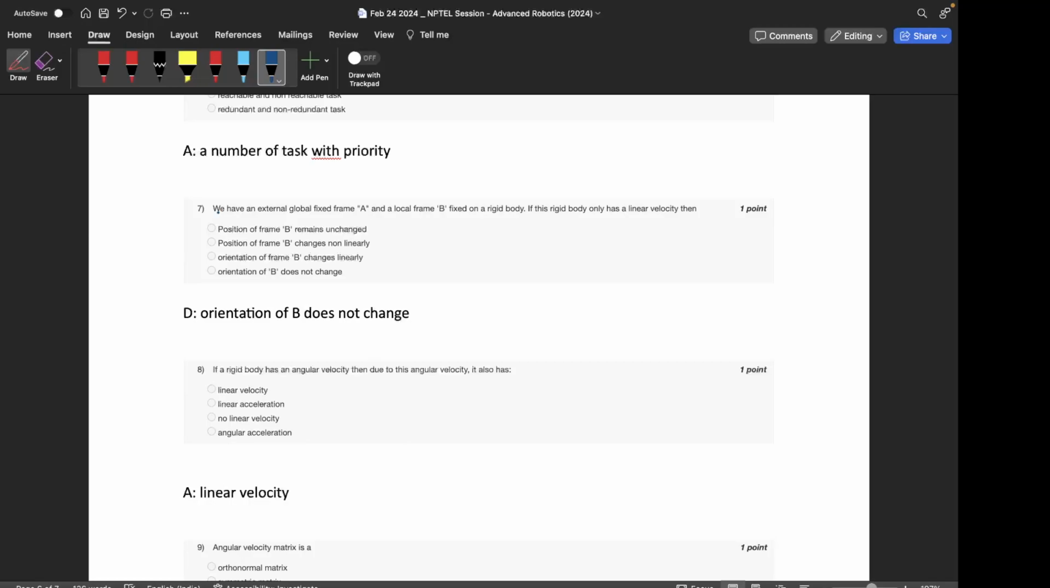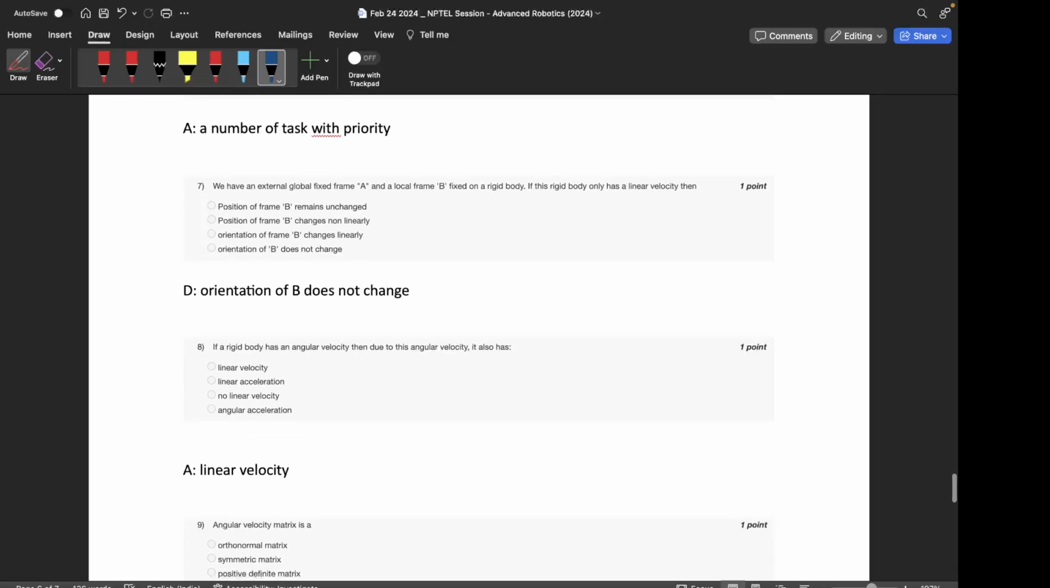So it's pretty clear that if frame B is fixed on the rigid body and the rigid body is only moving with a linear velocity, then the orientation of B is not changing with respect to the fixed frame A, right? Because the rigid body on which frame B is attached is not rotating, so the orientation will remain the same with respect to frame A. So very straightforward question.